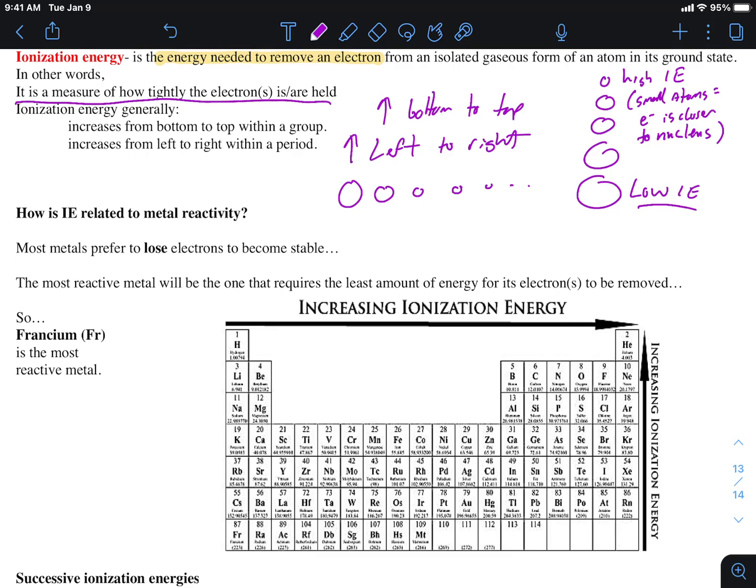Yeah, it's getting smaller. And we know the reason why it gets smaller is because of something called effective nuclear charge. So from left to right, the ionization energy increases because on the right side you have higher effective nuclear charge. And effective nuclear charge is the strength of attraction between the nucleus and the electrons. So of course it's going to be more difficult to remove an electron when that electron is attracted very strongly. Okay?